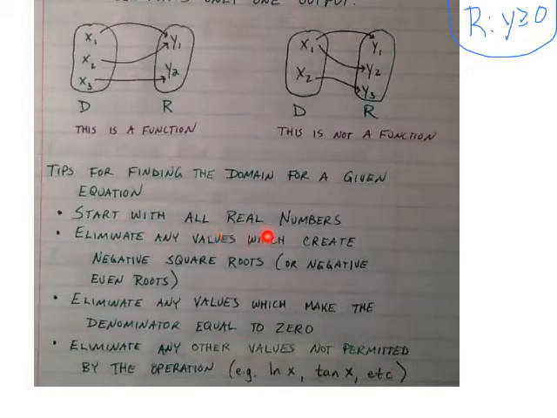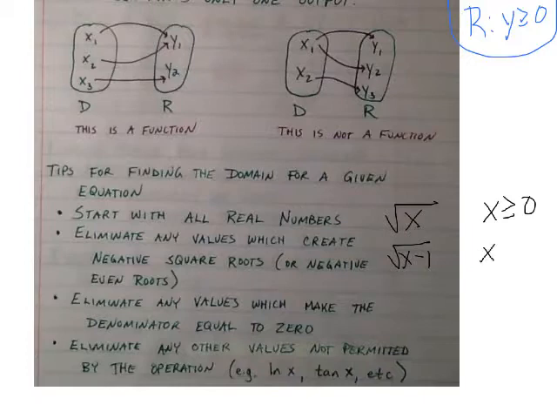For example, we want to eliminate any values which create negative square roots. So if I had the square root of x, then my domain has to be x is greater than or equal to 0. If I had the square root of x minus 1, then the domain is x has to be greater than or equal to 1. Because if we put in any number less than 1, then our value under the root would be negative.